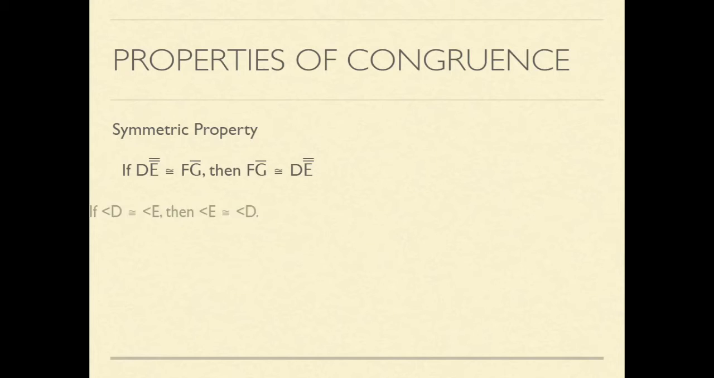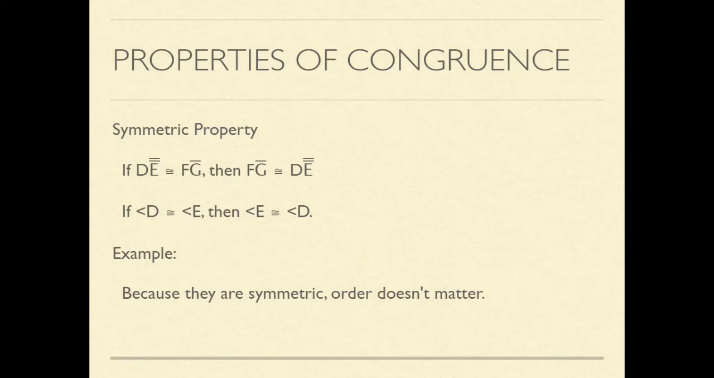I also have the symmetric property that states if segment DE is congruent to segment FG, then segment FG is congruent to segment DE. And if angle D is congruent to angle E, then angle E is congruent to angle D. Again, with the symmetric property, order doesn't matter. It's the same on either side.